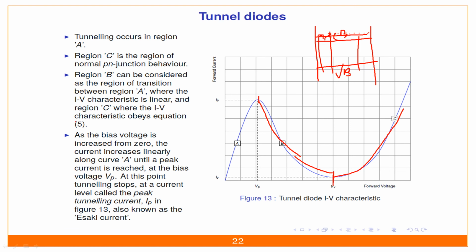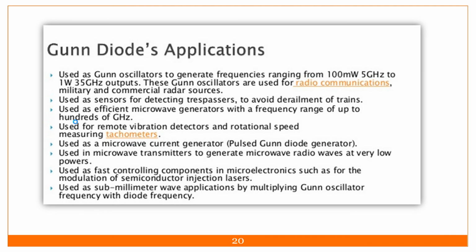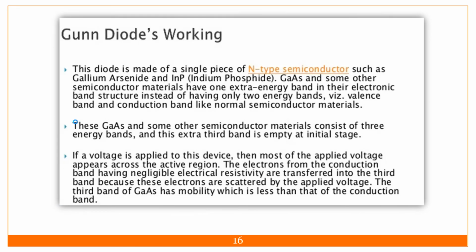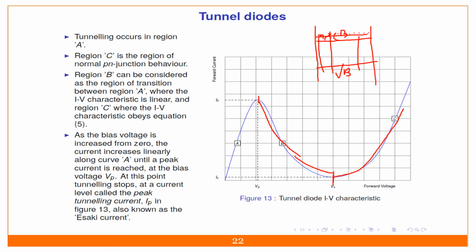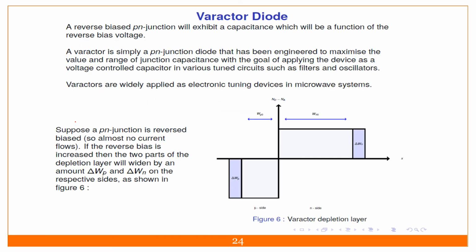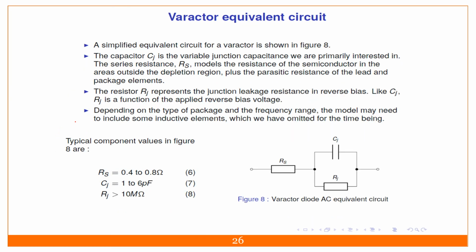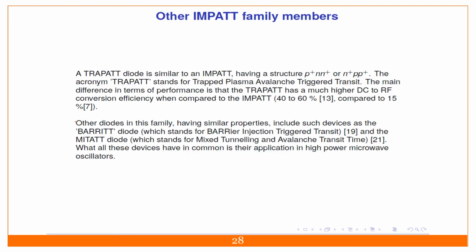So today we'll stop over here. We have discussed the PIN junction diode, Gunn diode, and tunnel diode. In the next lecture, we will start with the Schottky diode and varactor diode, its construction, equivalent circuit, and the IMPATT diode, TRAPATT, and all that.